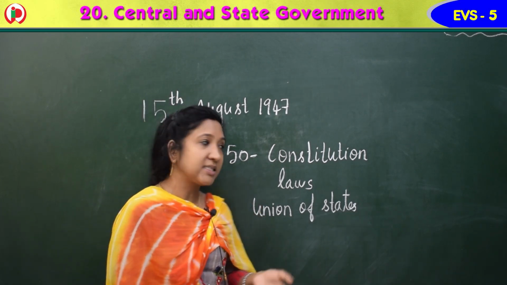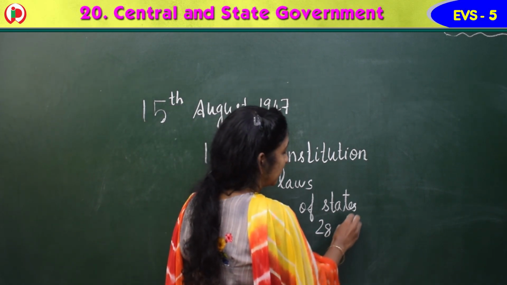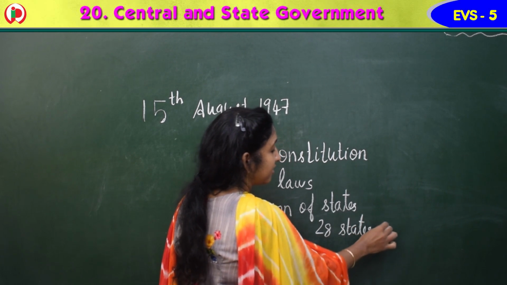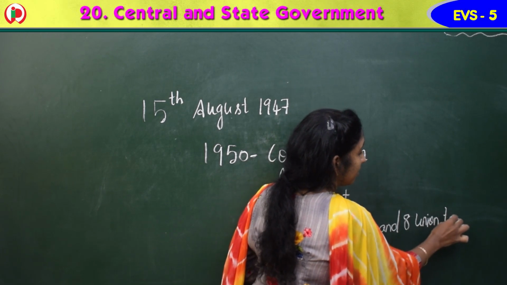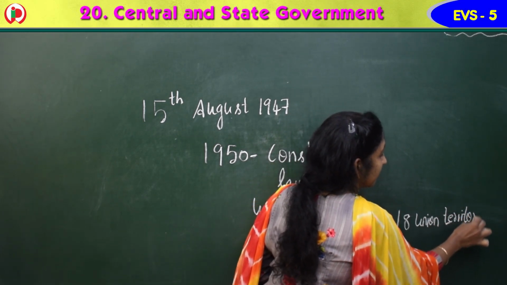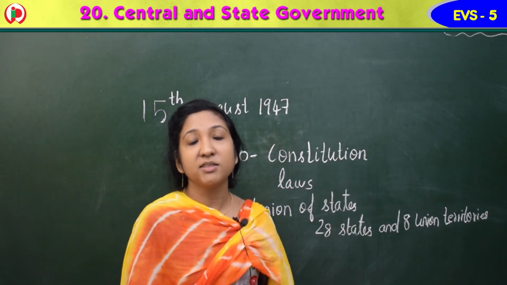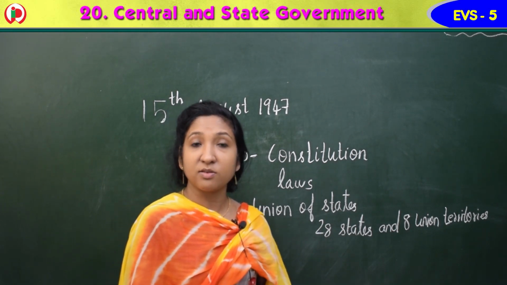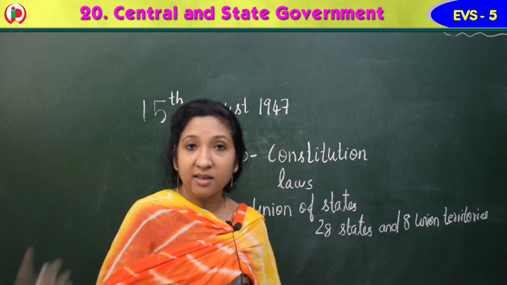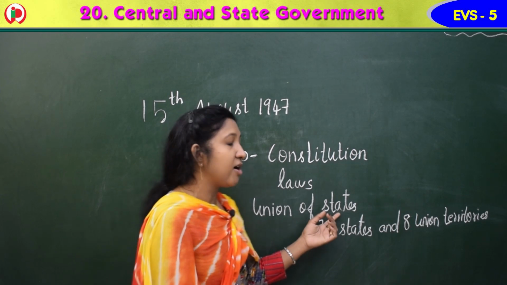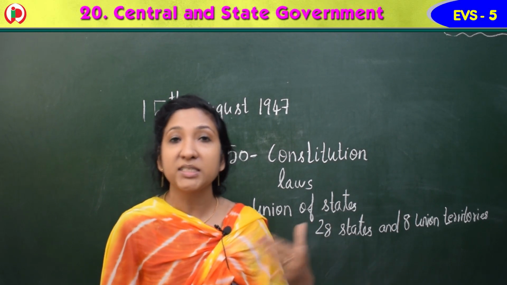India is divided into 28 states and 8 union territories. The central government takes care of the union territories; they look after the union territories. So we have a central government to take care of the entire country, and we have a state government also. So we have two governments, central government and state government.